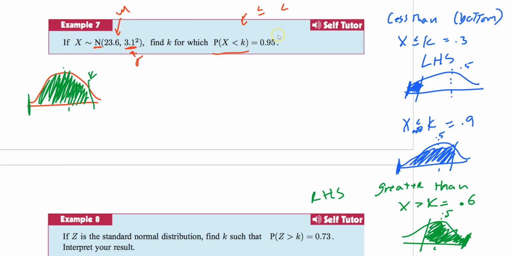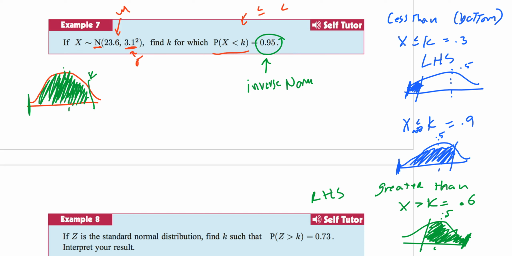Now, the way we do this, we have the probability. So the way we get rid of the probability is you want to do the inverse. So we're going to do inverse normal in our calculator. Now we're only ever going to use two distributions in our calculator for normal, and that's normal CDF and inverse normal. That's it. If I give you the values like x greater than 3, normal CDF. If I give you probability, inverse normal.